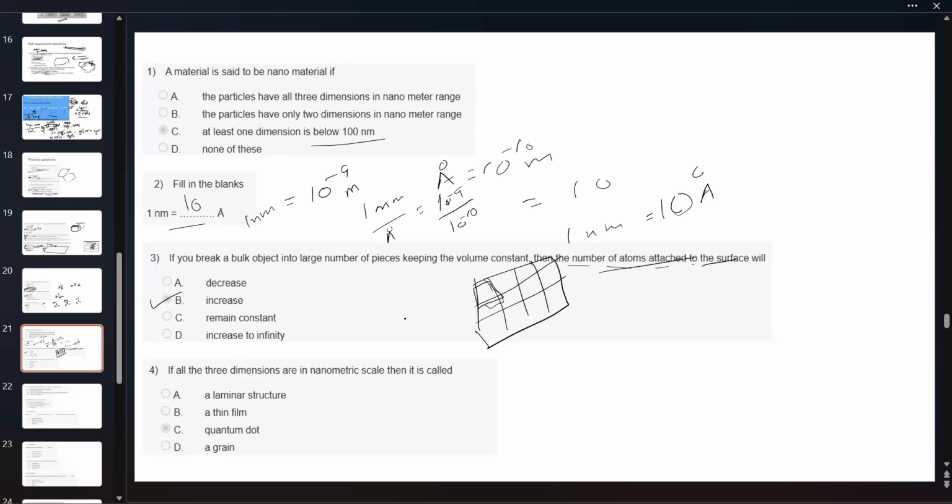All three dimensions of the material are in nanoscale. So, in a sphere, all dimensions are in the nanometer range, maybe 10 nanometers. You get a quantum dot.